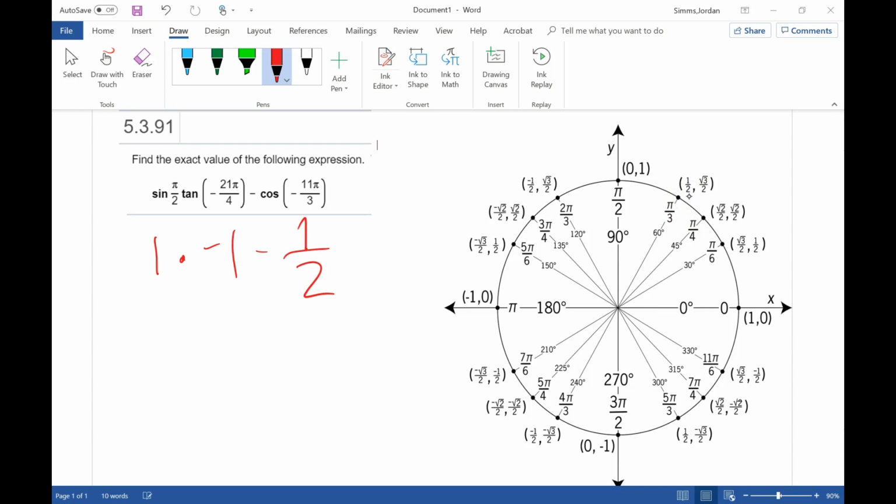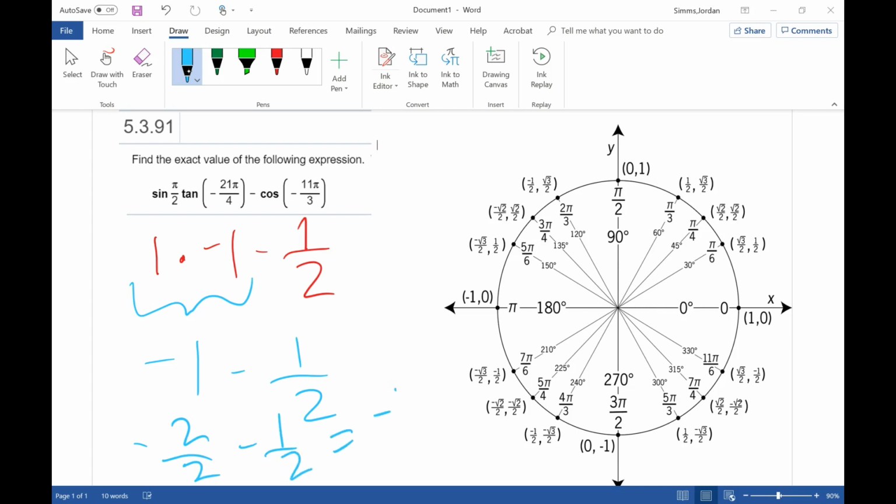So now we'll just do some order of operations. 1 times negative 1 is going to be negative 1 minus 1/2. I'm going to make that negative 1 an equivalent fraction. That's going to be negative 2 over 2 minus 1 over 2, which is going to be negative 3/2. So there you go. Simple fraction.